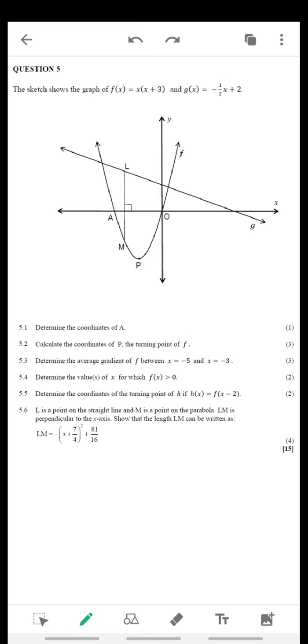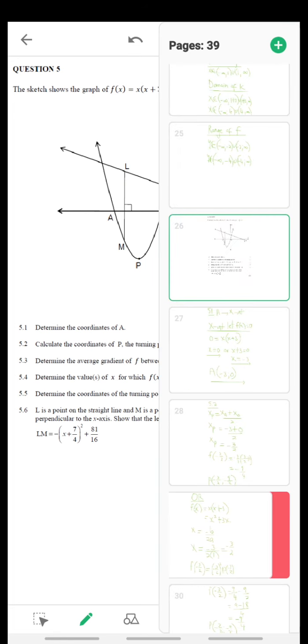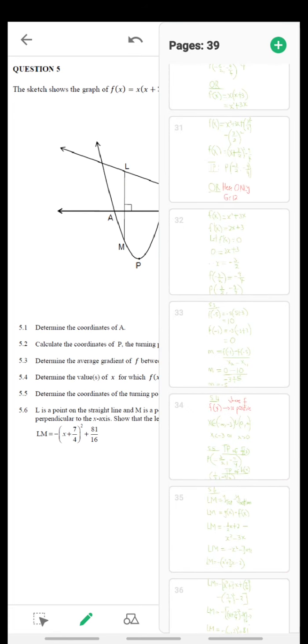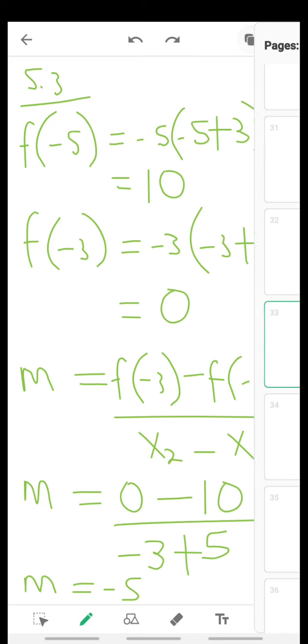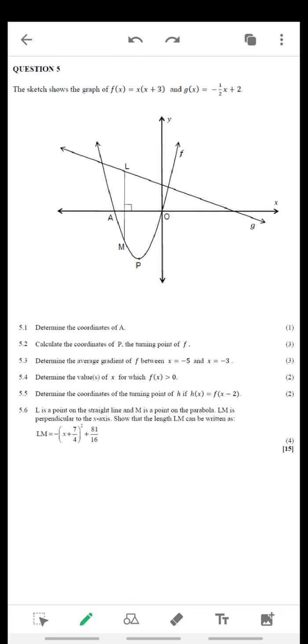Determine the average gradient of f between x equals minus 5 and x equals minus 3. Since we know that the x values are minus 5 and minus 3 respectively, we need to know their y values by substituting minus 5 and minus 3 into the original equation. So I'm going to start by finding the y values. When x is minus 5, I found that my y value is 10. When x is minus 3, I found that my y value is 0. Then we have coordinates now. We can use our (y2 minus y1) over (x2 minus x1) formula to find the gradient. Then my answer became minus 5. Now next up, 5.4.